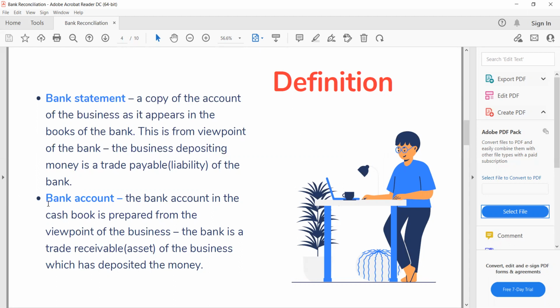For the bank account, it basically stands from the business point of view, which is the customer's point of view. The bank account in the cash book is prepared from the viewpoint of the business. The bank is a trade receivable because it's an asset of the business, which has deposited the money.